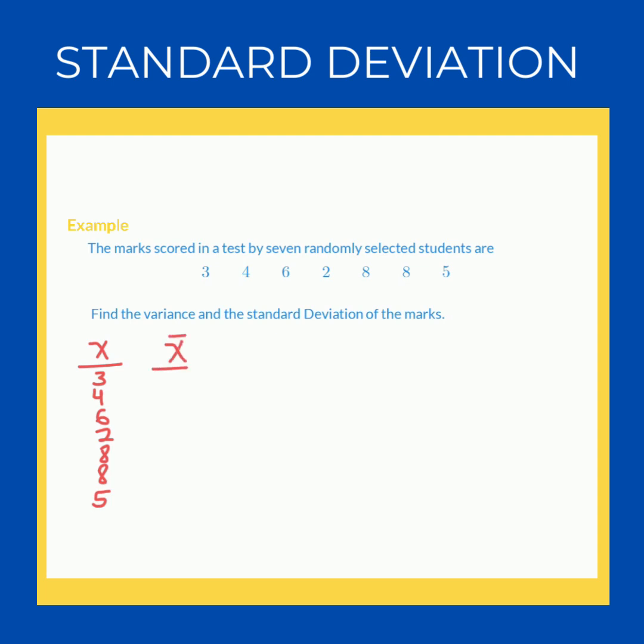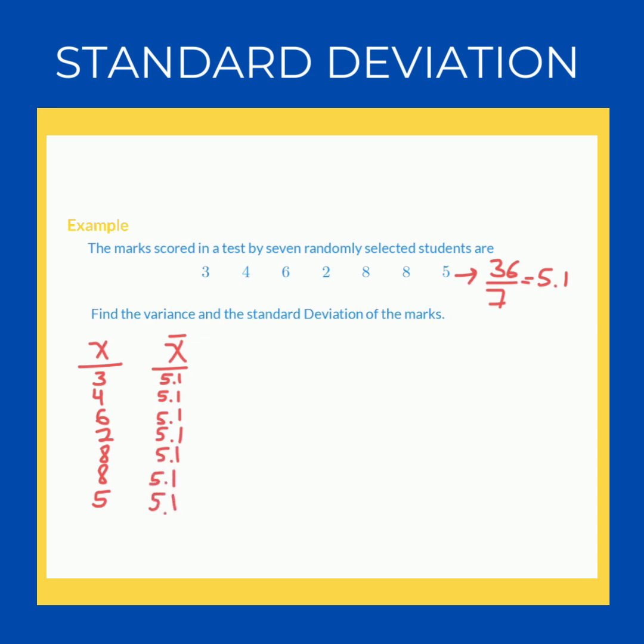So the mean is simply the sum of all the numbers. 3 plus 4 plus 6 plus 2 plus 8 plus 8 plus 5 is 36, divided by the number of marks, which is 7. So 36 divided by 7 is 5.1. So I have 5.1 repeated for each of the 7 rows.